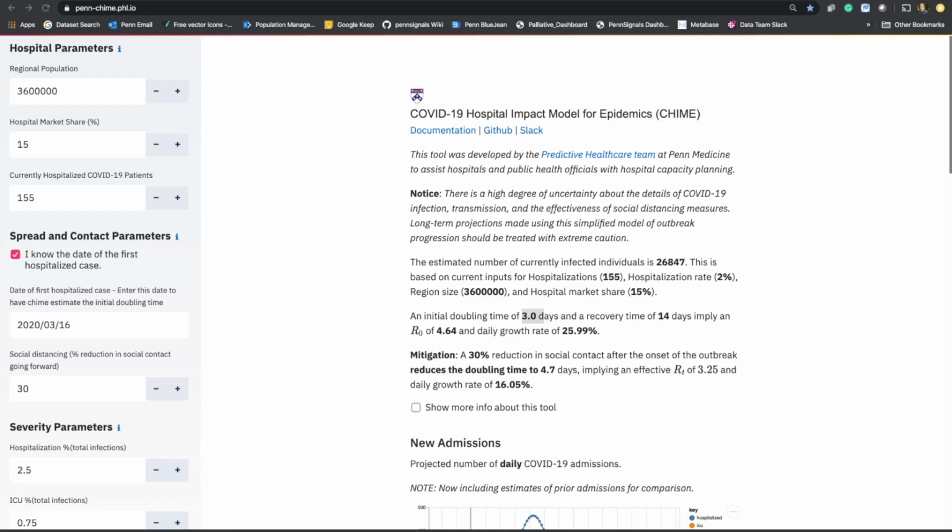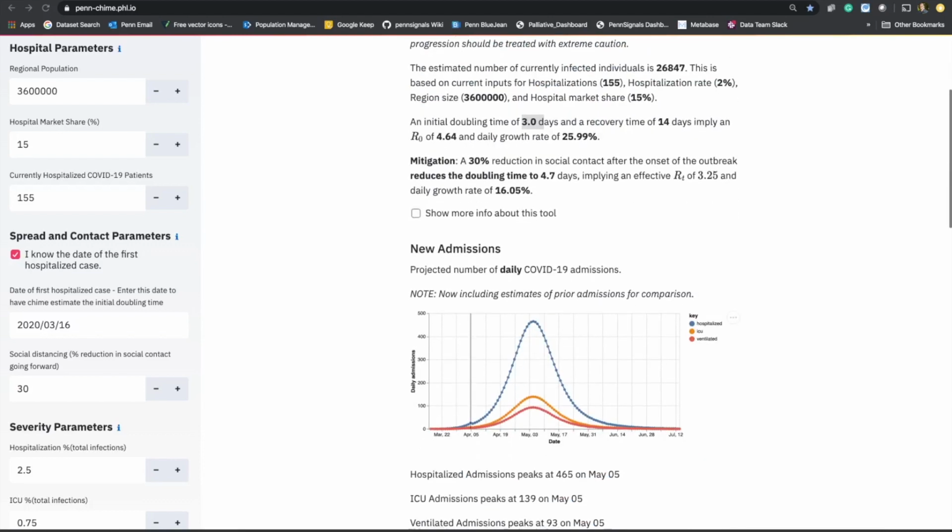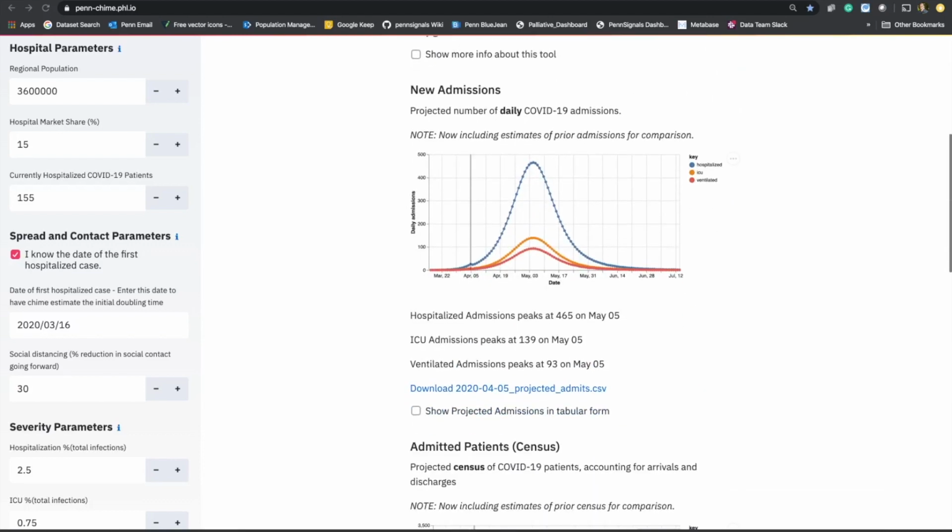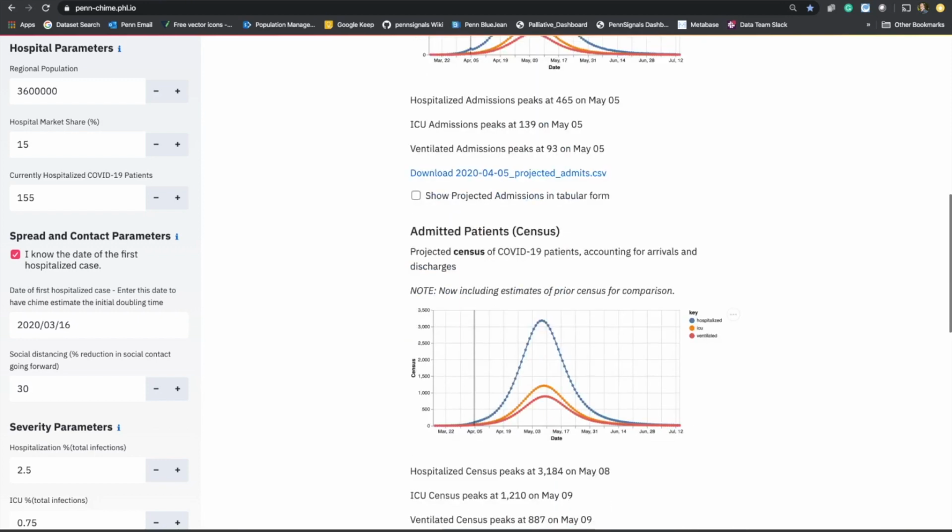So in the process of this fit, CHIME is actually backcasting its estimated admissions over time. So you can see this gray line here. Let me try to highlight this, April, let's see, 3rd, 4th, getting close there. And it's actually projecting back in time what it thinks the admissions would have been. And so of course we are entering the census.